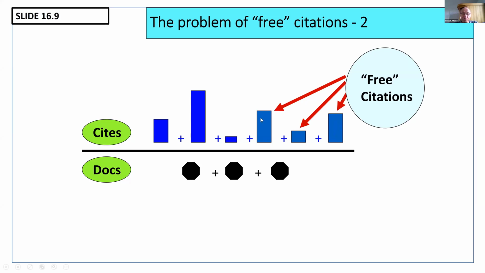That means that these citations are more or less for free. I hope you understand the point. And this is a source of inaccuracy in impact factors. Not all journals are, of course, affected, but some journals can be affected substantially.